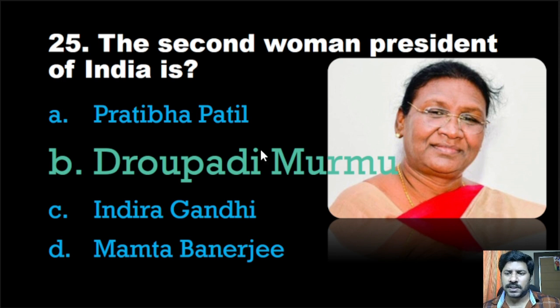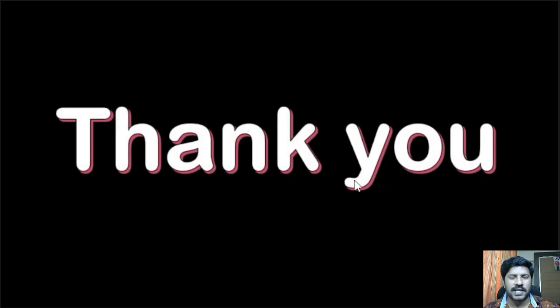Pratibha Patil is the 12th president of India and the first woman president of India. And Draupadi Murmu is the 15th president of India, and she is the second woman president of India. She is also the first tribal person to hold the president's office. So Pratibha Patil is the first woman president, Draupadi Murmu is the second woman president. So that is about today's video.